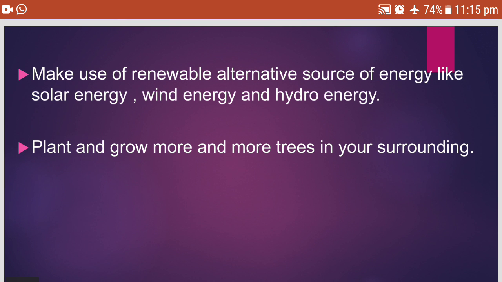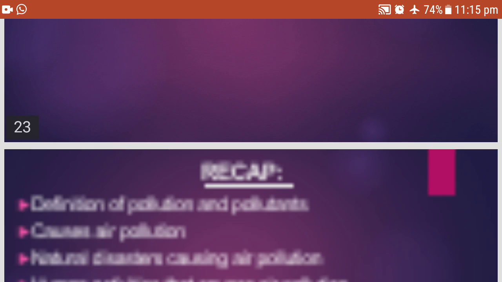Make use of renewable alternative sources of energy like solar energy, wind energy and hydro energy. Plant and grow more and more trees in your surroundings so that more of the carbon dioxide is absorbed by the plants and more oxygen is released by them during photosynthesis.